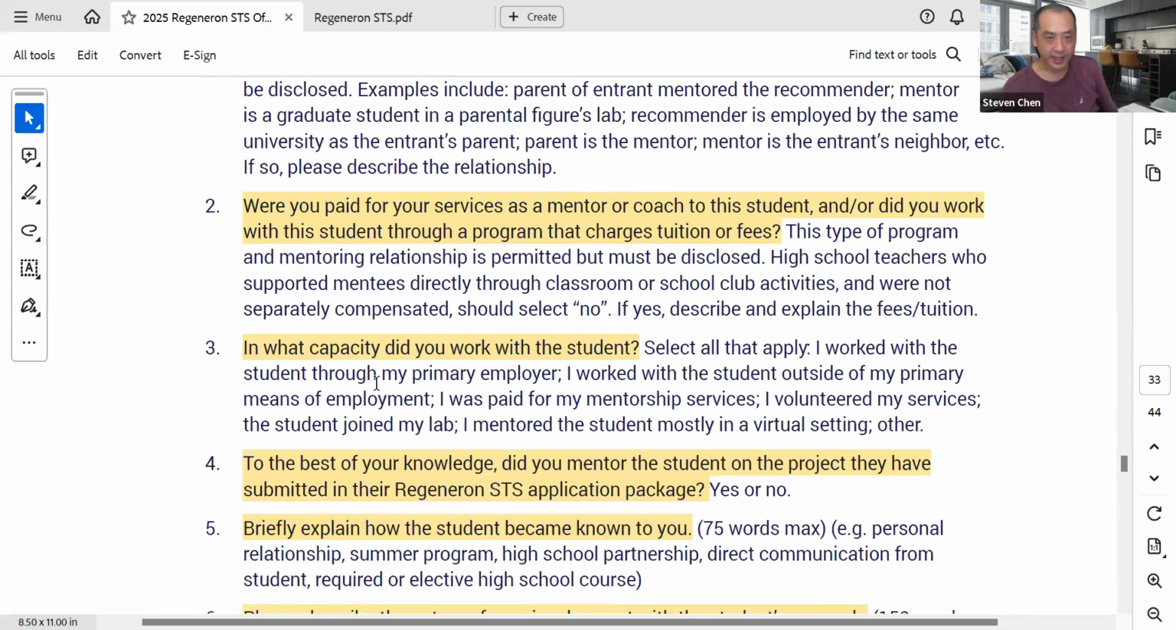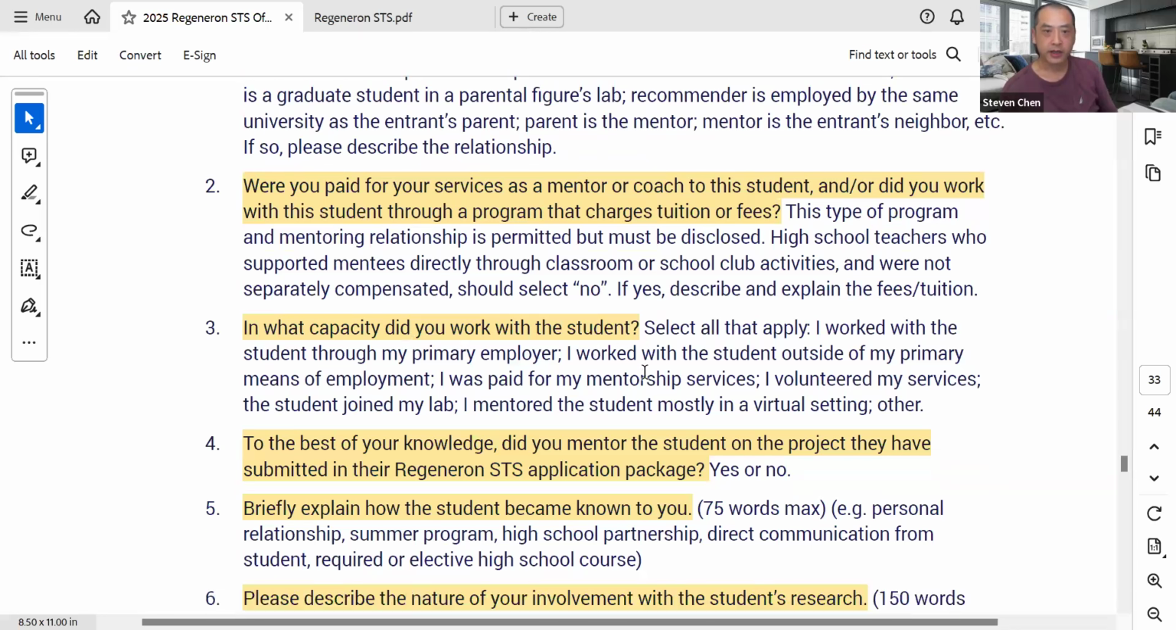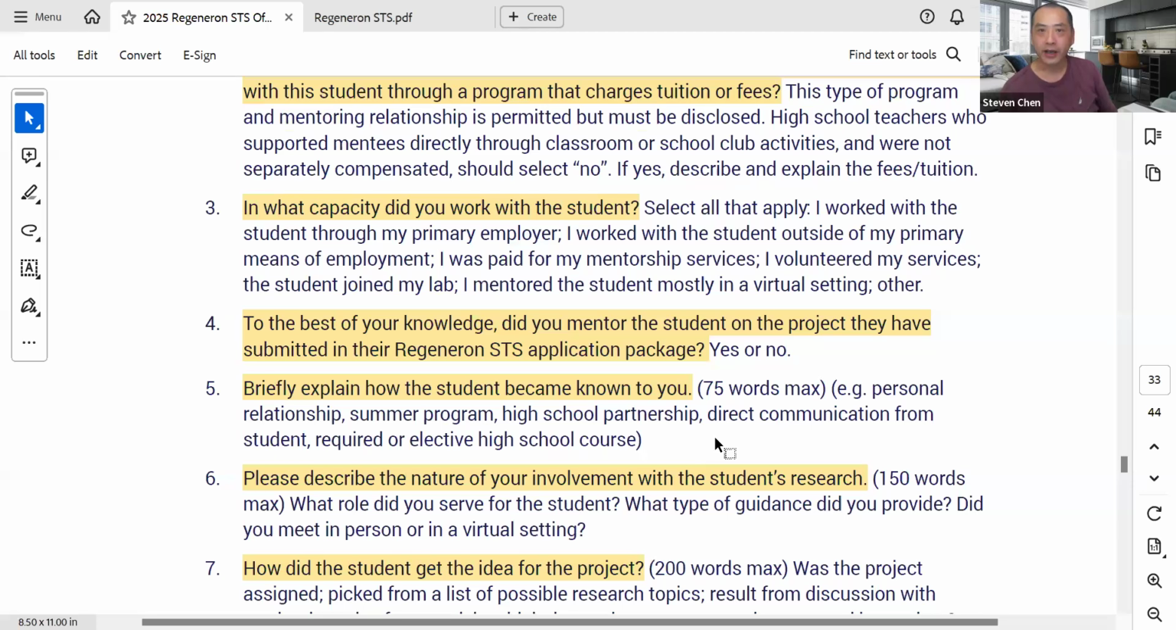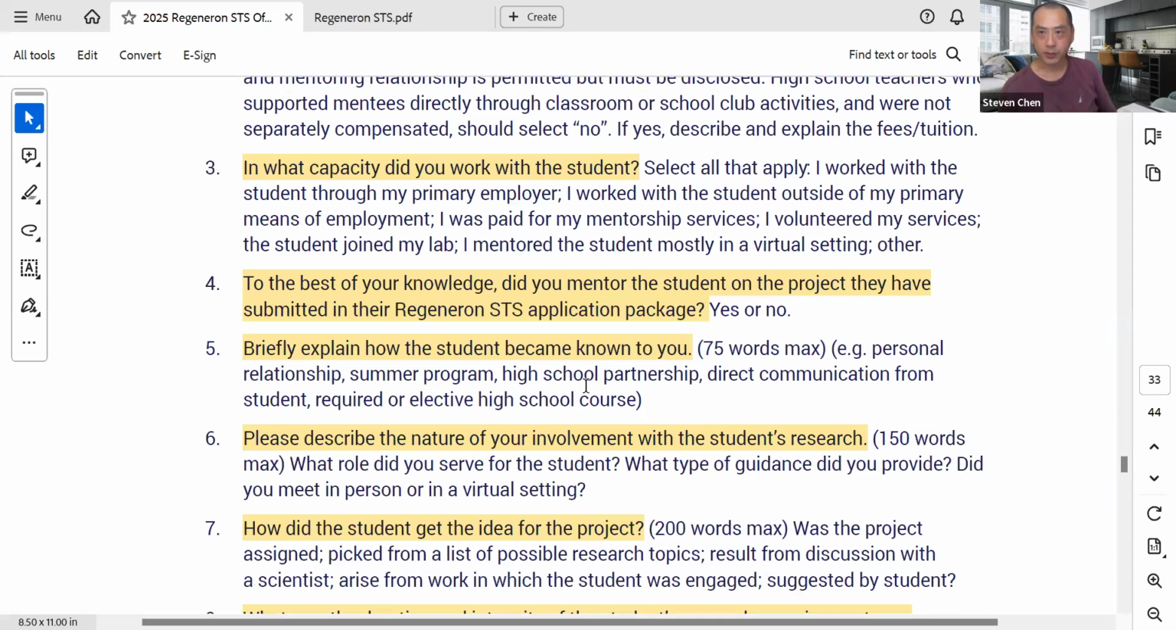The third question is, in what capacity did you work with the student? And four, to the best of your knowledge, did you mentor the student on the project they have submitted to STS? Again, this should be consistent. For instance, for the STS project, you said, I did it very independently. But then your mentor said no, that's not true, your mentor actually supervised you. Then this will be trouble. And question five: briefly explain how the student became known to you. Again, you need to make sure the answer is consistent.